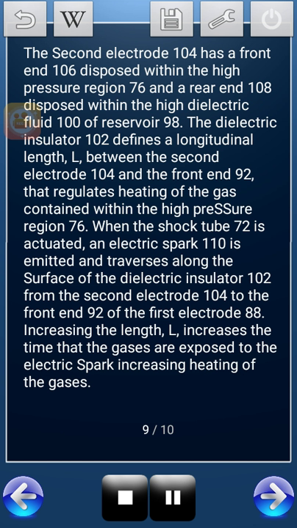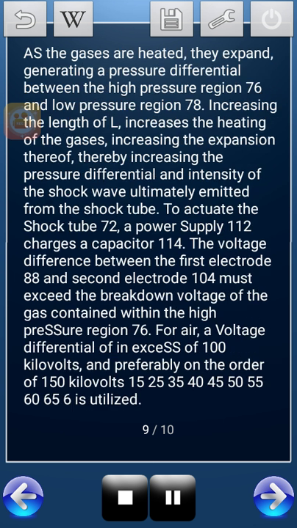When the shock tube 72 is actuated, an electric spark 110 is emitted and traverses along the surface of the dielectric insulator 102 from the second electrode 104 to the front end 92 of the first electrode 88. Increasing the length L increases the time that the gases are exposed to the electric spark, increasing heating of the gases. As the gases are heated, they expand, generating a pressure differential between the high pressure region 76 and low pressure region 78. Increasing the length of L increases the heating of the gases, increasing the expansion thereof, thereby increasing the pressure differential and intensity of the shock wave ultimately emitted from the shock tube.